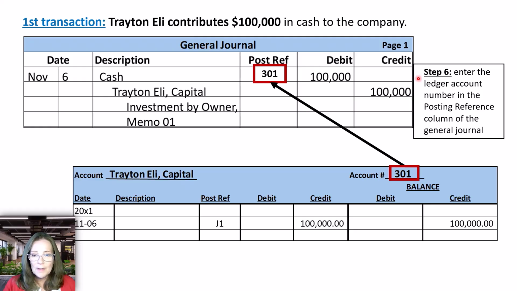For step 6 of our posting process, we enter the posting reference on the general journal, which is the account number of the account that the general journal was posted to. The account number for Trade and Eli Capital is 301, and we write that number into the post reference space. This tells anyone reviewing the general journal that the entry has been posted, and we have now completed the posting of our first general journal to the general ledger.